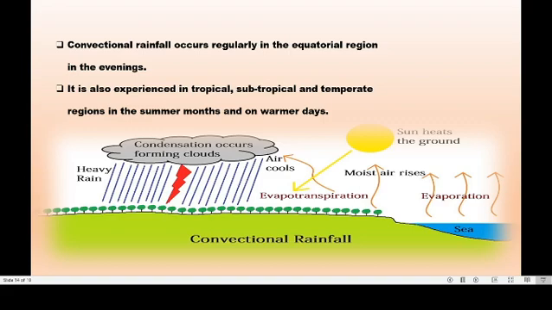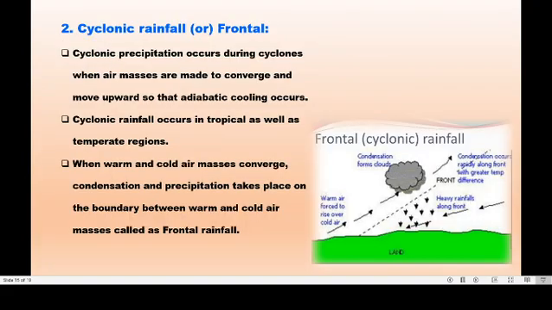Such a kind of rainfall which we get because of heat is known as convectional rainfall, and it is witnessed in equatorial regions in the evening. And since this rainfall occurs mostly in the evening, we name it a 4 o'clock rainfall.